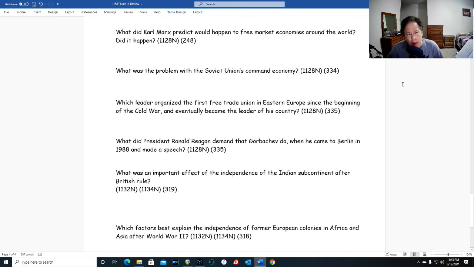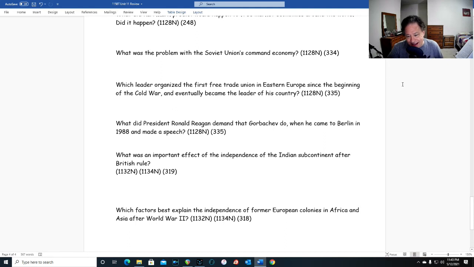So what was the problem with the Soviet Union's command economy? In a command economy, there's really no incentive to work hard because hard work is not rewarded. And so command economies cannot compete with free market economies where people are working hard because they have a reasonable expectation that their hard work will be rewarded.